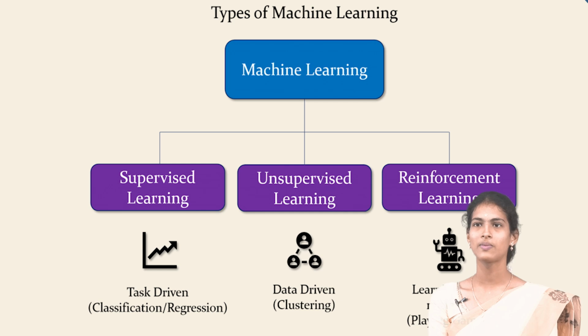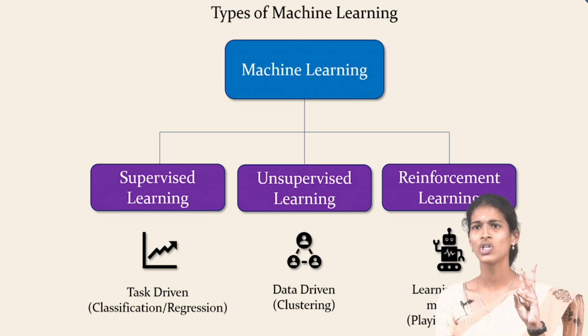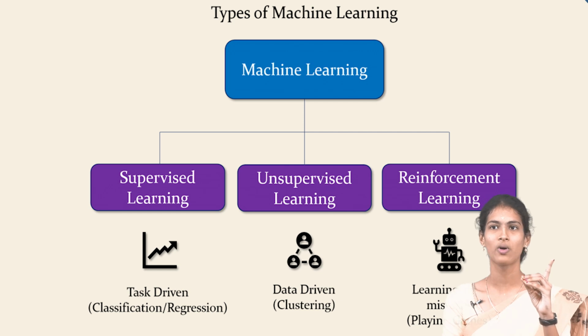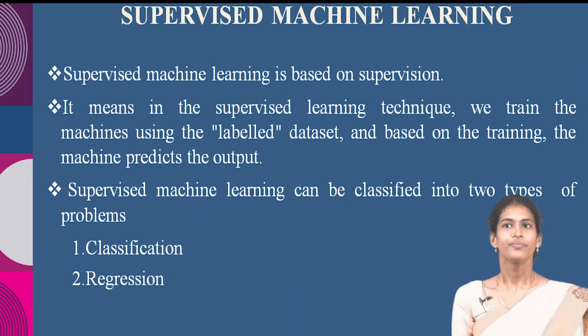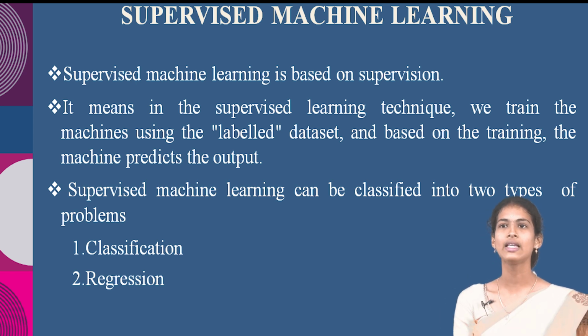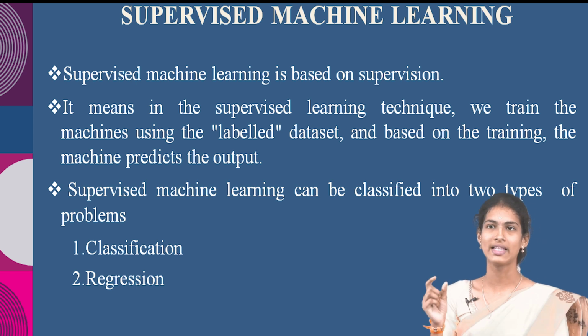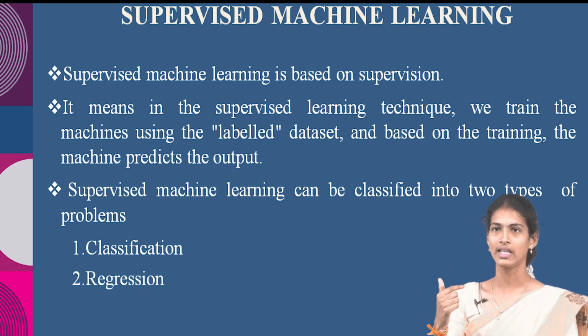The next, types of machine learning. The four types of machine learning include supervised machine learning, unsupervised, semi-supervised, and reinforcement. The first type is supervised machine learning. Supervised machine learning is based on supervision. It means in the supervised learning technique, we train the machine using a labeled data set, and based on the training, the machine predicts the output.